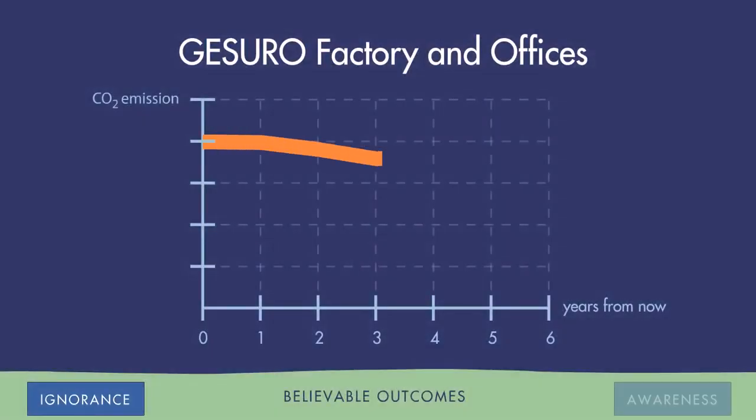Believable outcomes. Showing realistic data makes the outcome believable. Demonstrating by practical measures that pollution is decreasing inspires confidence. And the associated reduction in costs is something that everybody recognizes.